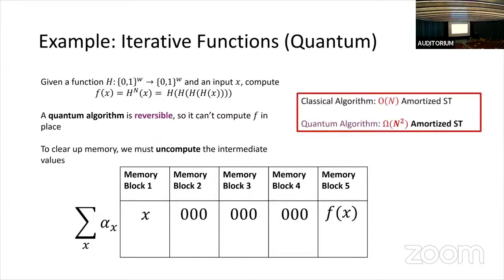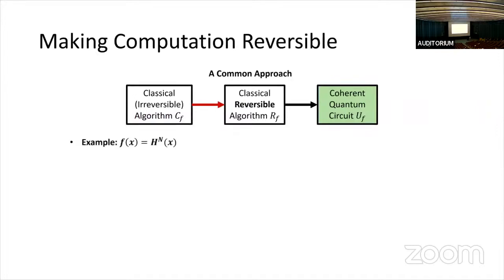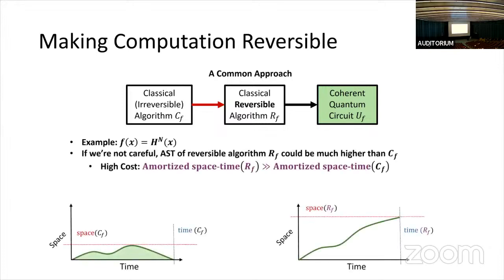But there's a clear problem in that for the classical algorithm, we had amortized space-time complexity equal to n because the time complexity is linear and the space complexity is constant. But for our quantum algorithm, we see that we have quadratic amortized space-time complexity because both our space usage and our time were linear. And so we looked at this example and saw that the standard technique fails to preserve this complexity metric. In particular, if we're not careful, our reversible algorithm can have much higher amortized space-time complexity than the original.